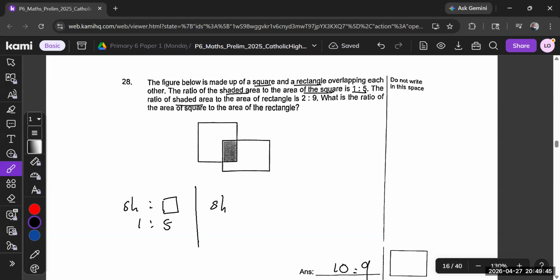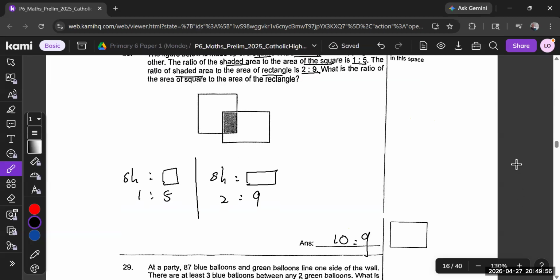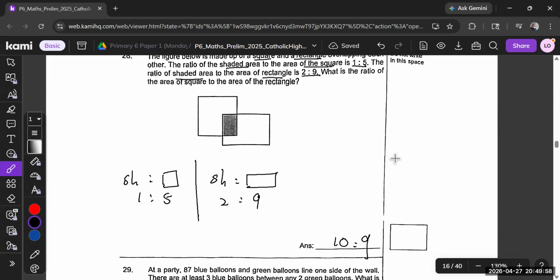Did you create the other ratio? Shaded to the rectangle is 2 is to 9. Did you create these two ratios? If you never create, that is your first mistake. Secondly, after you created, do you compare the two ratios to see what is the same? If you see them the same, you make them equal. So you times 2, you will get 2 is to 10 and 2 is to 9.